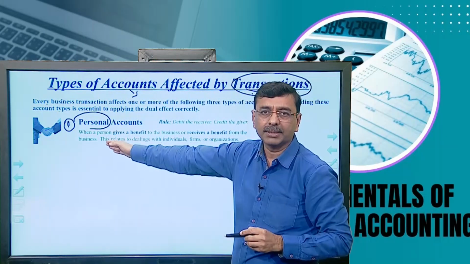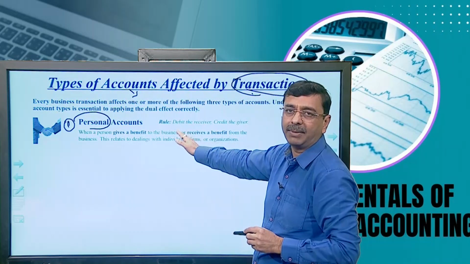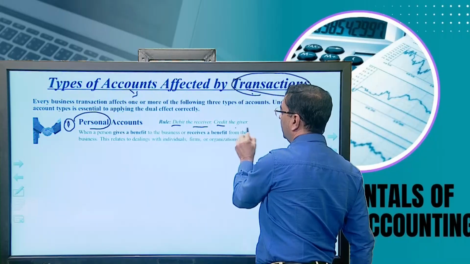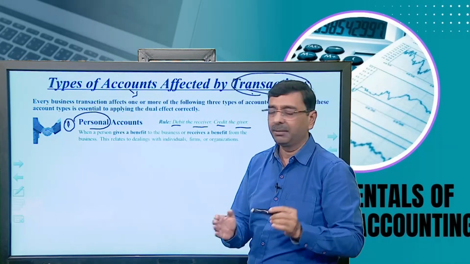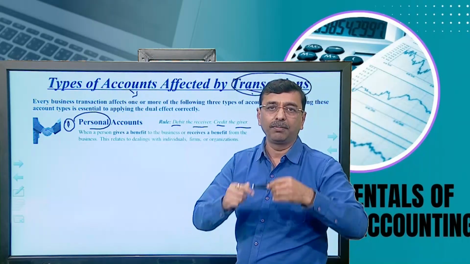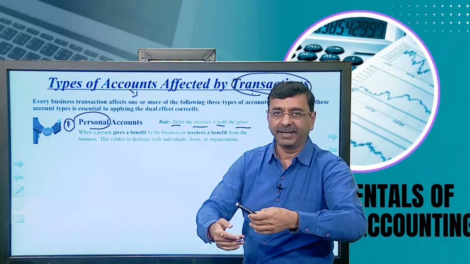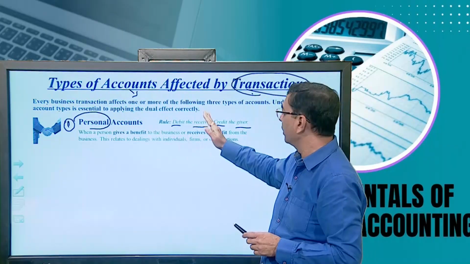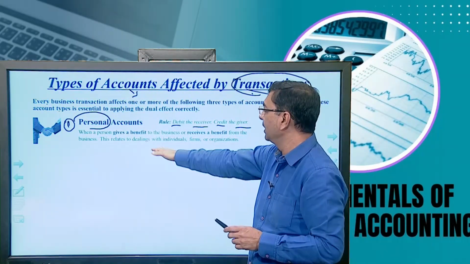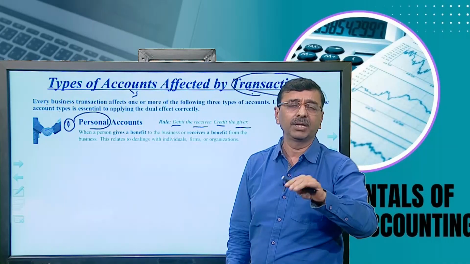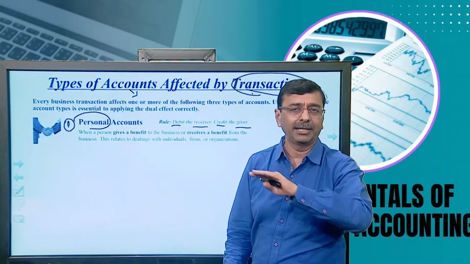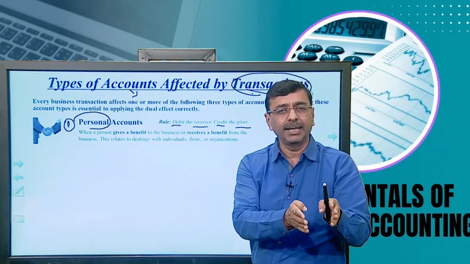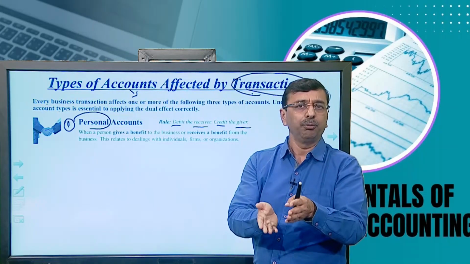What is the rule of the personal account? The personal account rule is: debit the receiver, credit the giver. We have to remember it because for each transaction we have to apply the rules and identify it. Here the person gives a benefit to the business or receives a benefit from the business. This relates to dealings with any individuals, firms, enterprises or whatsoever. The person may be legally existing or a live person.